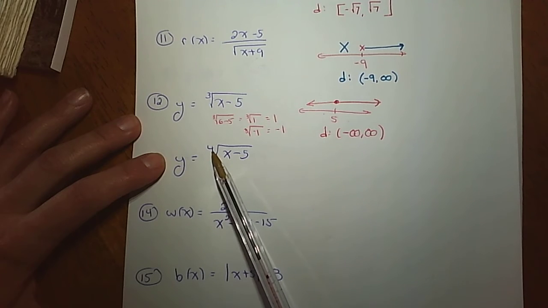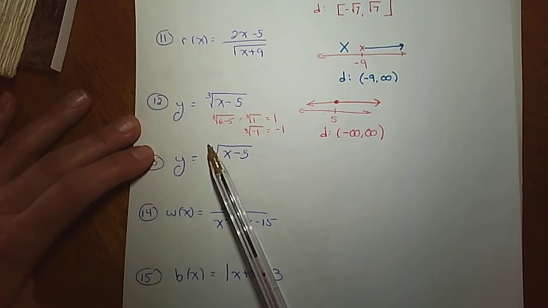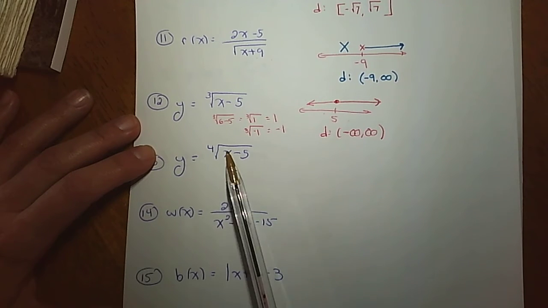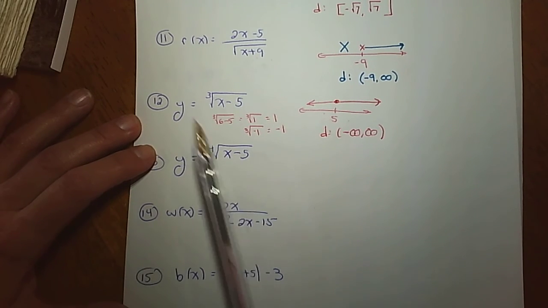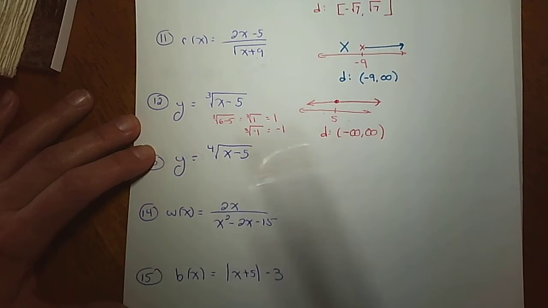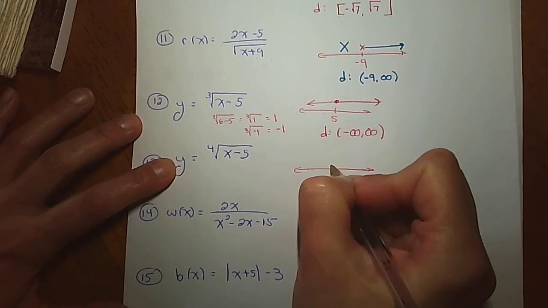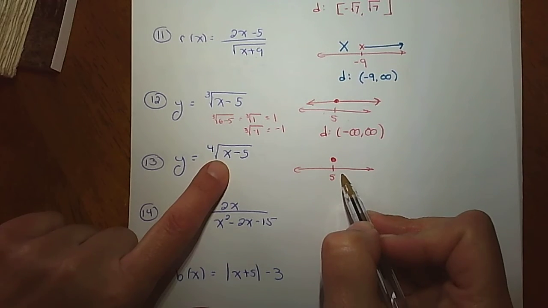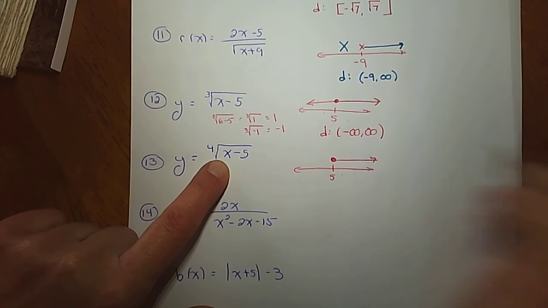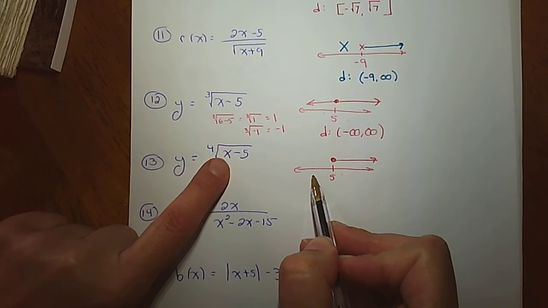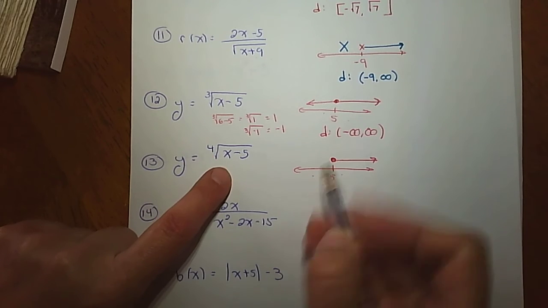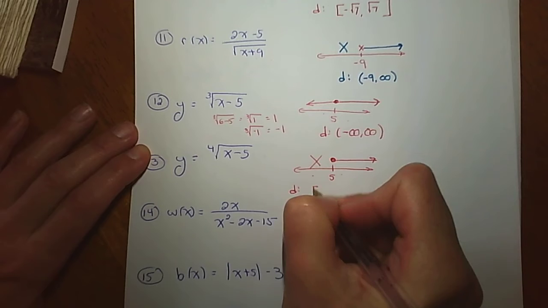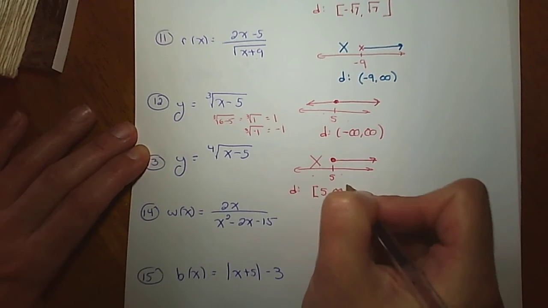However, if the index is even, like this one, 4, 2, 8, then you have to have positives only in there. So this one, you have to handle like a square root. In this one, I would say 5. If I plug in 6, I get a positive 1. But if I plug in 4, I get negative 1. And since the index is even, I can't do negatives. So this domain is going to be solid bracket 5 and up.